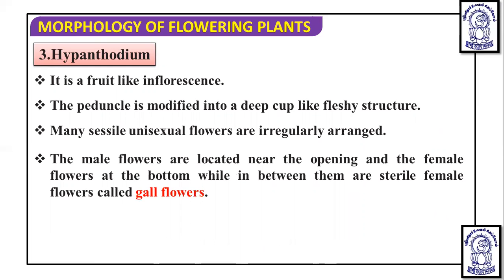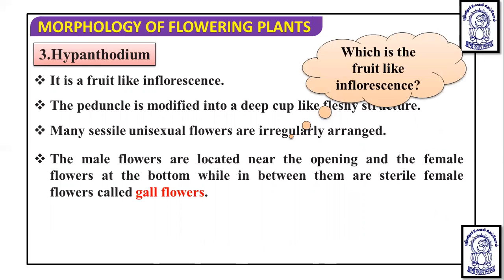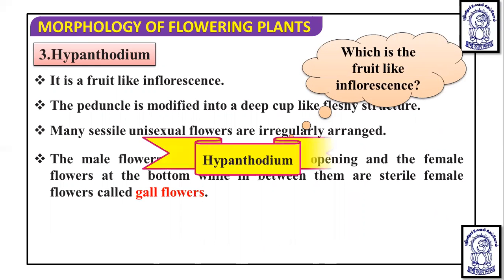In these, the male flowers are located near the opening and the female flowers at the bottom, and in between them, sterile flowers are present, which are known as gall flowers. So how they look, that we need to understand. The question can be asked, which is the fruit-like inflorescence? Then you will answer that it is hypanthodium.